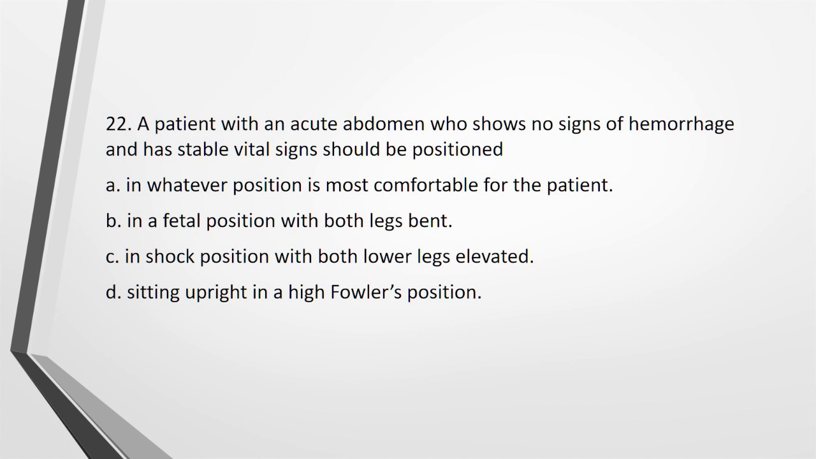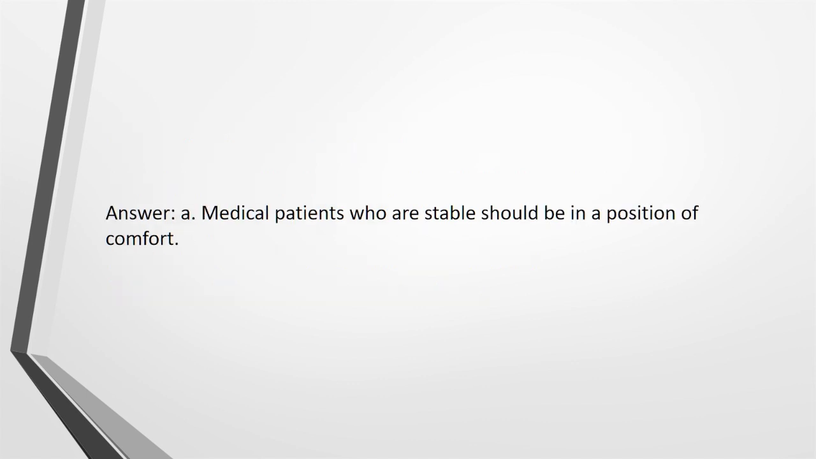22. A patient with an acute abdomen who shows no signs of hemorrhage and has stable vital signs should be positioned in? Answer: A. Medical patients who are stable should be in a position of comfort.